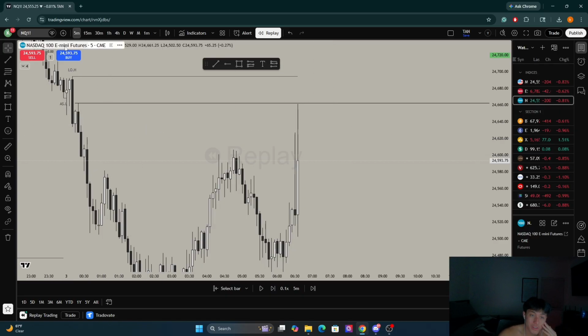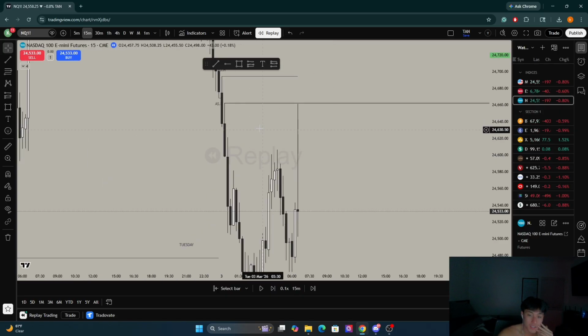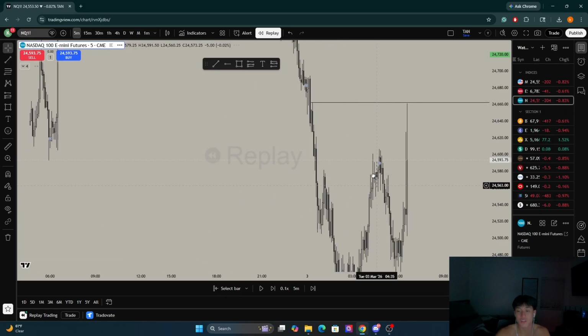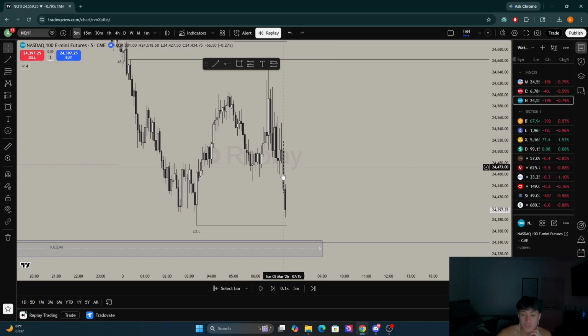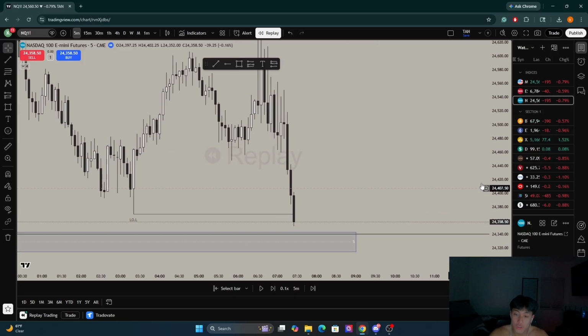Price came through the fair value gap, the 15-minute fair value gap, and took out all the contracts there, and I have no more setups there. What did I do after? I just waited. What did price want to do now? Price looked like it was chopping. Okay, it just made a nice leg down into our objective.